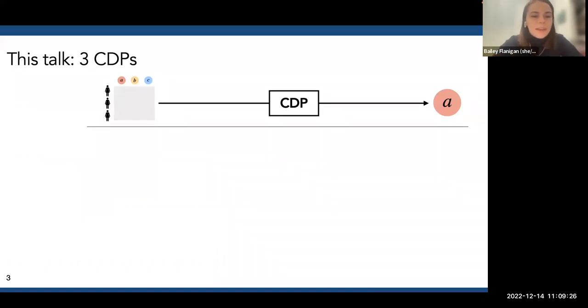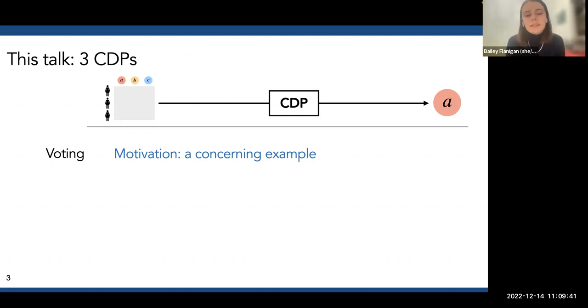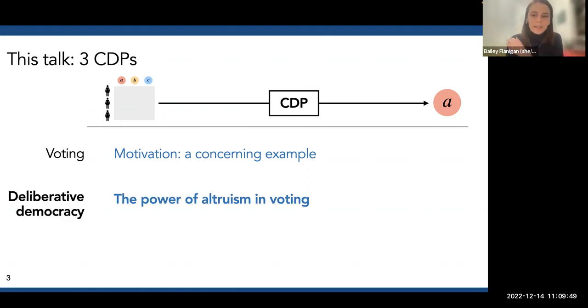Okay, so in this talk, we're going to talk about 3 different collective decision processes, and they're going to build on each other. And they're all going to serve different purposes. So the first one is the canonical one. We're going to talk about voting. And the purpose of talking about this is that we're going to talk about a concerning example that will happen when we only use voting. And this will really motivate the next slightly more complicated collective decision processes that we're going to analyze.